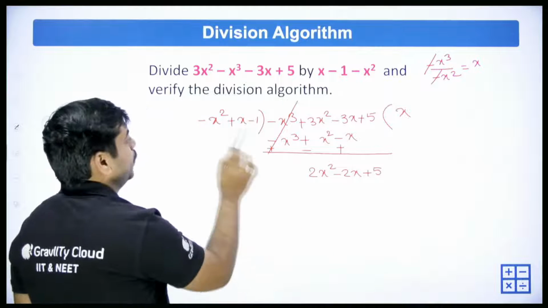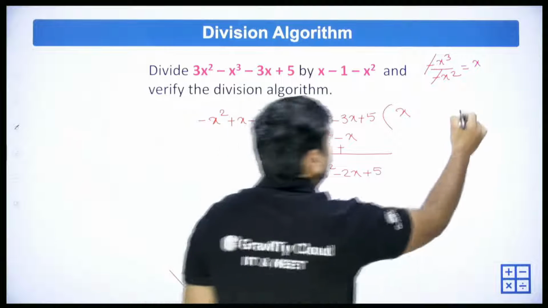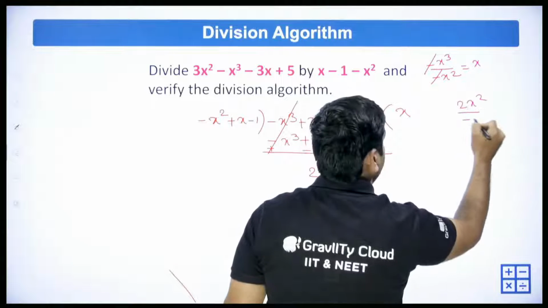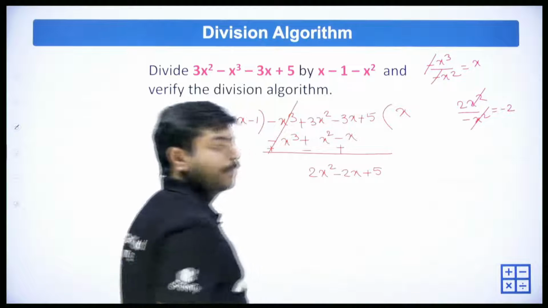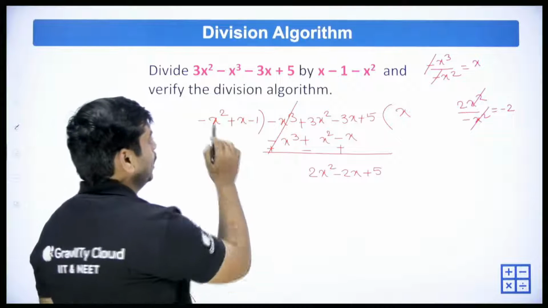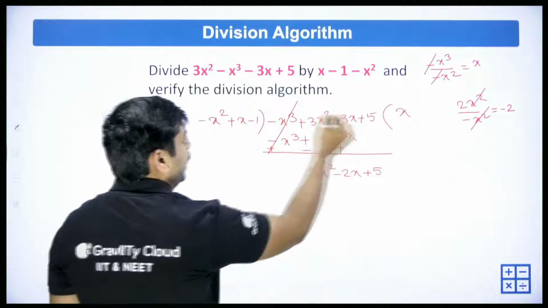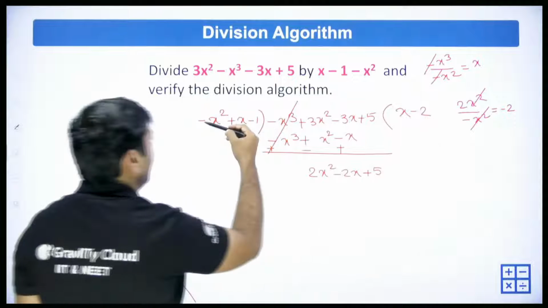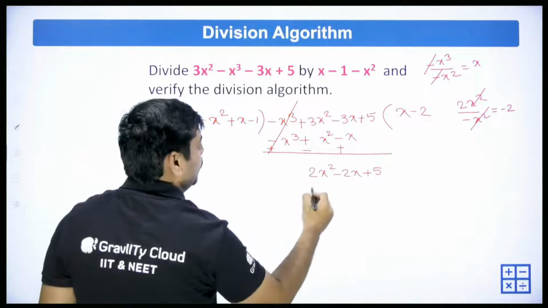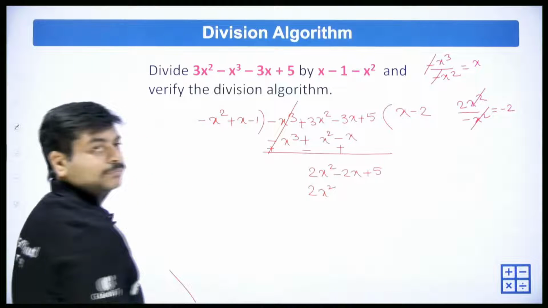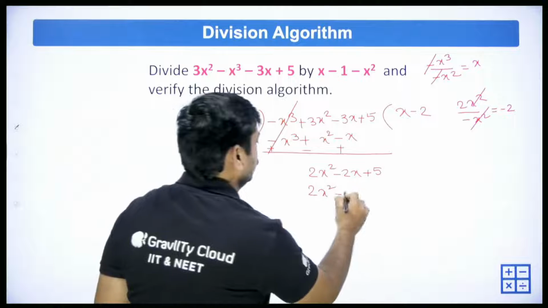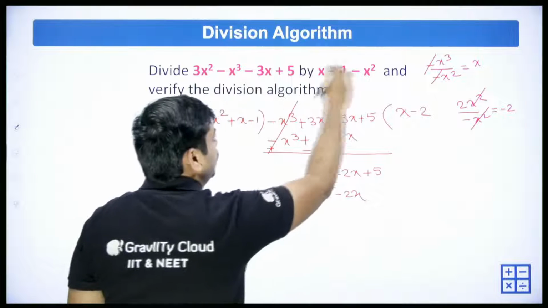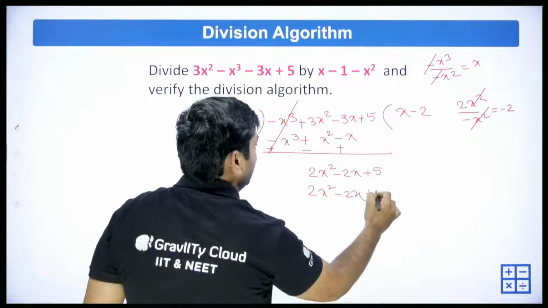Now, 2x square divided by minus x square. x square gets cancelled. You will get a minus 2. If you multiply with minus 2, minus 2 into minus x square becomes a plus 2x square. Correct? Plus x into minus 2 becomes a minus 2x. And minus 1 into minus 2 becomes a plus 2.